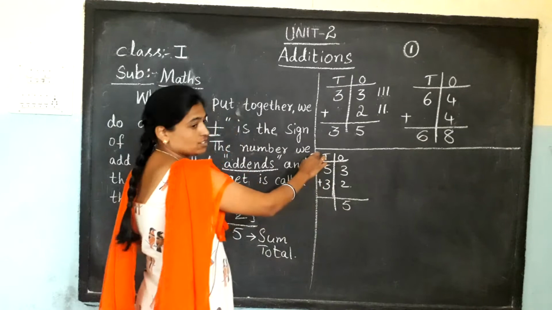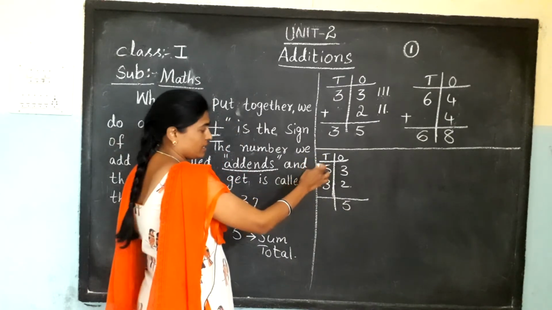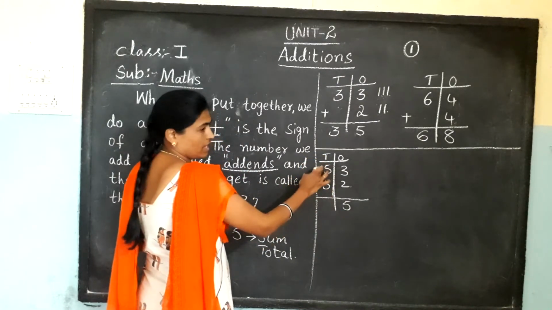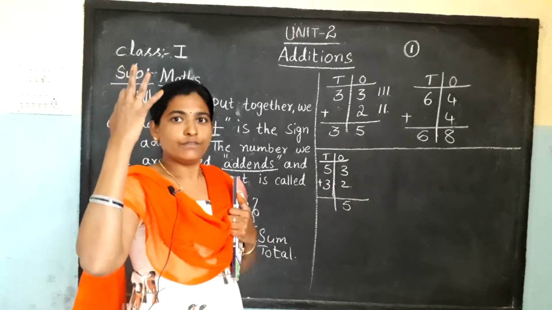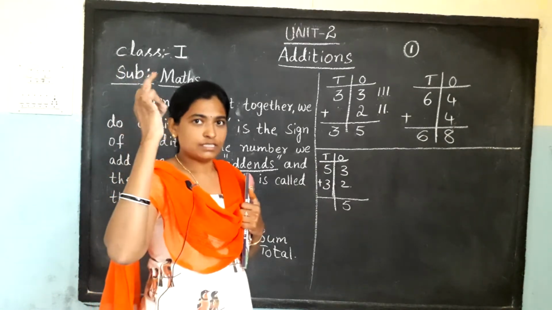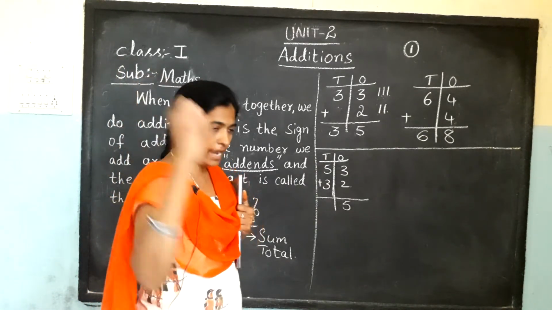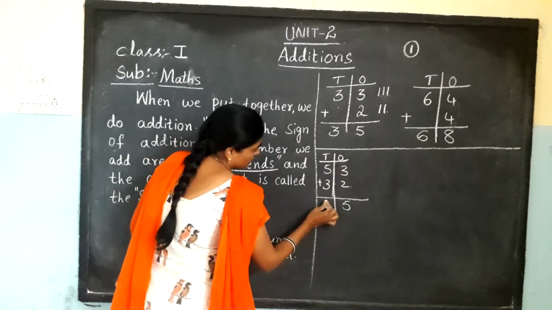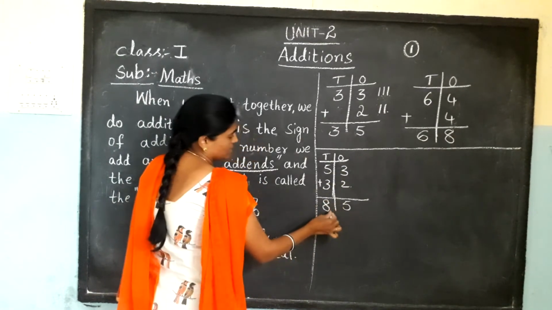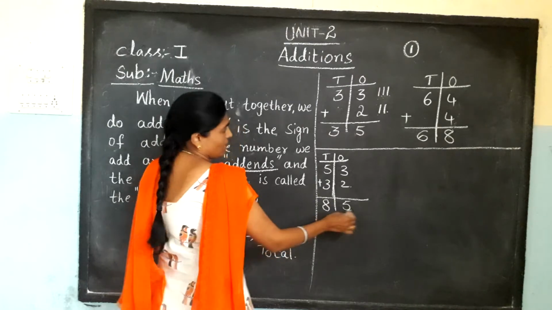Next, in the tens column what numbers are there? Yes, 5 and 3. 5 in the mind, again 3 in the fingers. 5 after, 6, 7, 8. Where do you have to write? In the tens column. What answer came? 85.